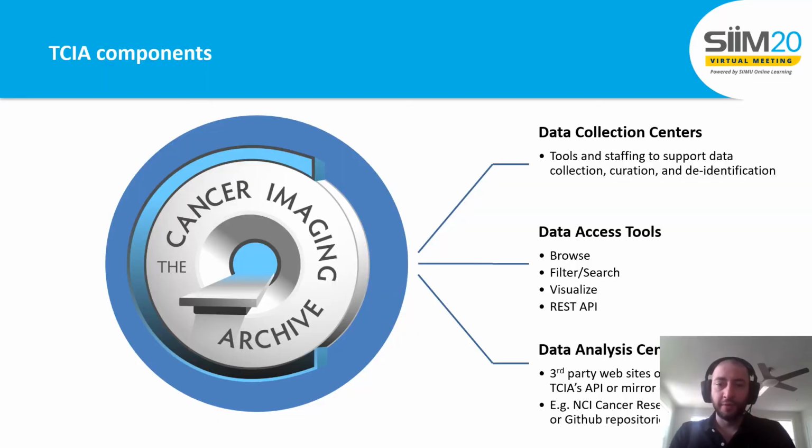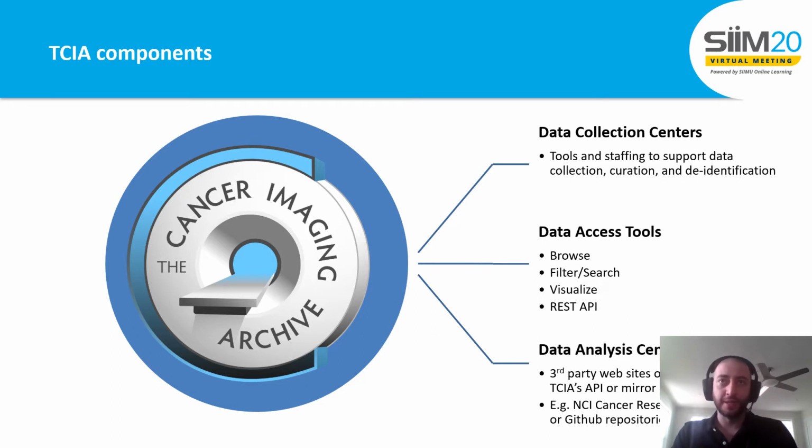TCIA is broken into three major components. I'll be mostly focusing on the first two here throughout the rest of the presentation. The first is the data collection centers, and these are basically the tools and staffing that support data de-identification and the curation of incoming data sets. The second is the data access tools. So these are the pieces of the website that allow users to browse and filter and search or visualize the data as well as download.